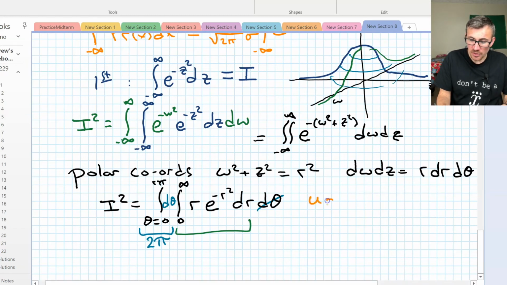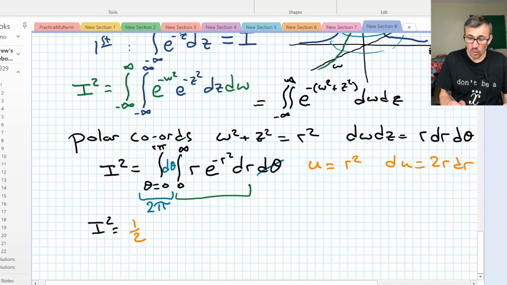For if we let u equal r squared, du is equal to 2r dr, right? So r dr is equal to 1/2 du. So this is going to give us what? It's going to give us 1/2 times 2 pi, and we get e to the minus u du. Now it's looking easier.